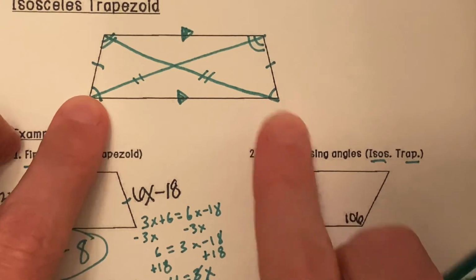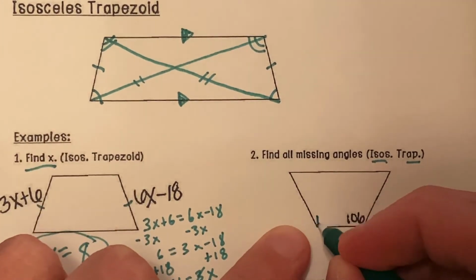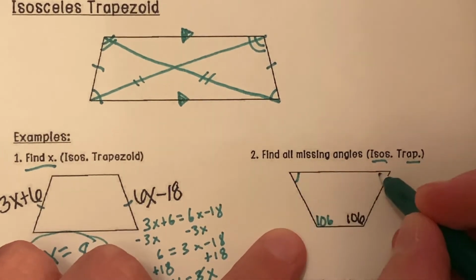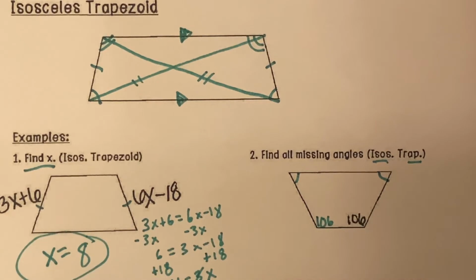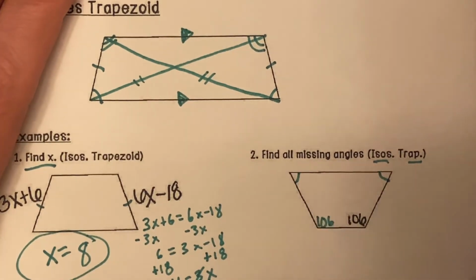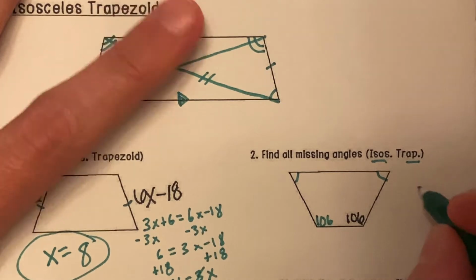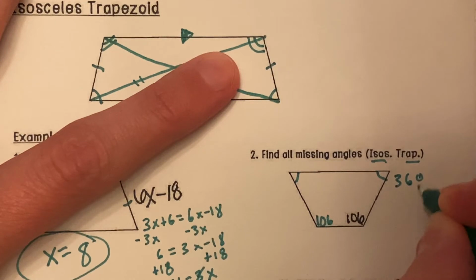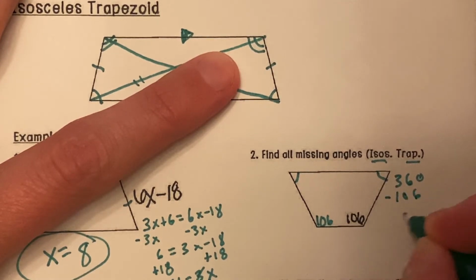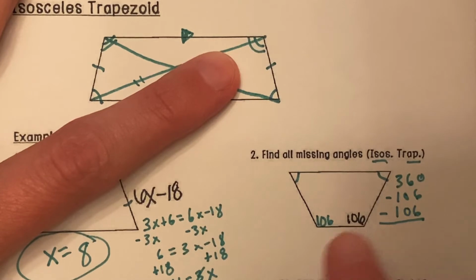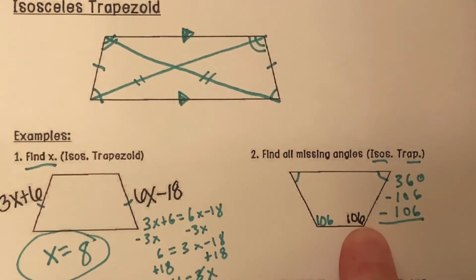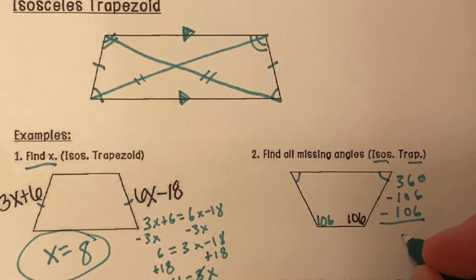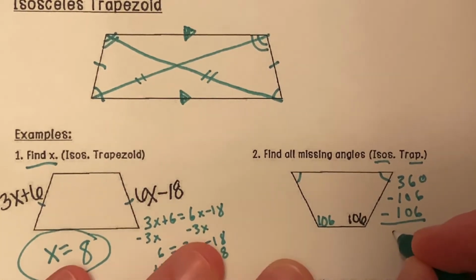We know the two base angles have to match. So that's 106. Okay? We know the two top angles have to match. So how do we find those? Well, what do all four angles add up to? Since it's a quadrilateral, they all add up to 360. So 360 minus 106 minus 106, because this one and this one, gets me to 148.